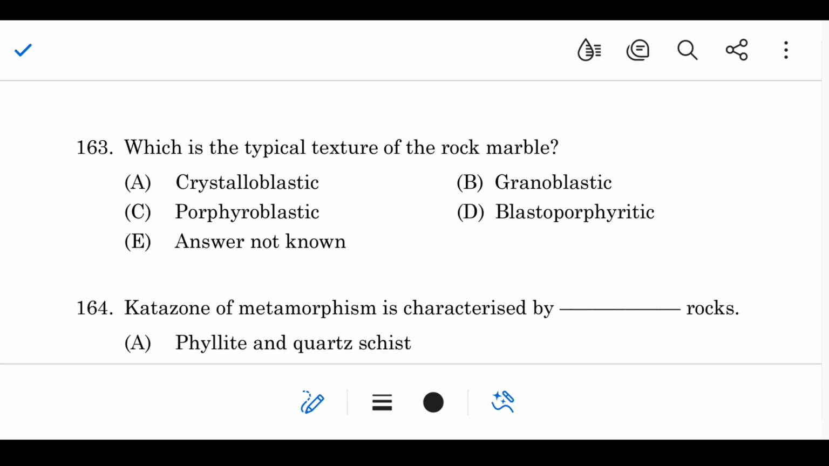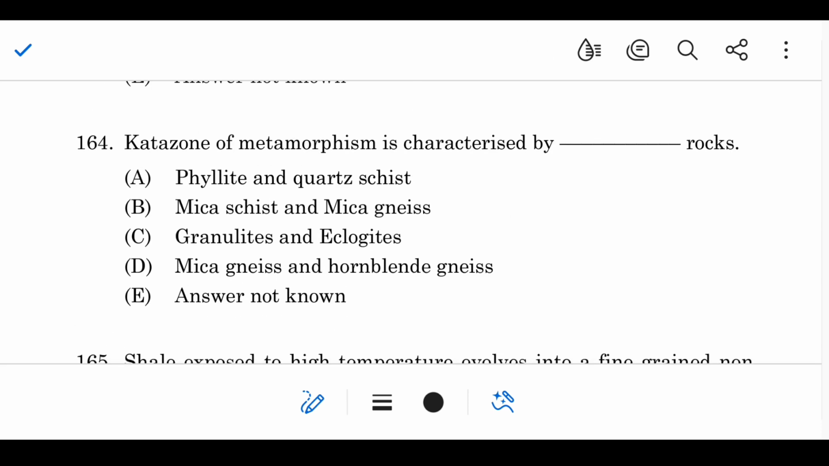Which is the typical texture of rock marble? Granoblastic. The catazone of metamorphism is characterized by granulite and eclogite. Catazone is high temperature, granulite and eclogite.